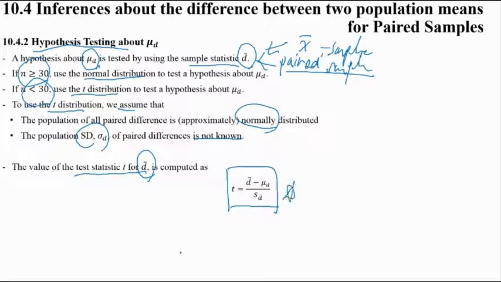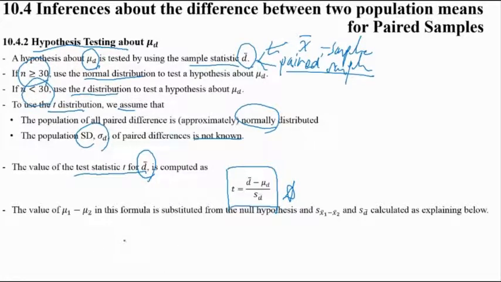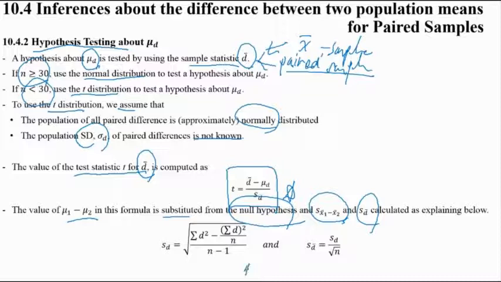The t value is this formula, subtracting the hypothesized value, divided by s d bar. This value we saw before is from the sample, and we are looking for the paired sample standard deviation calculation.